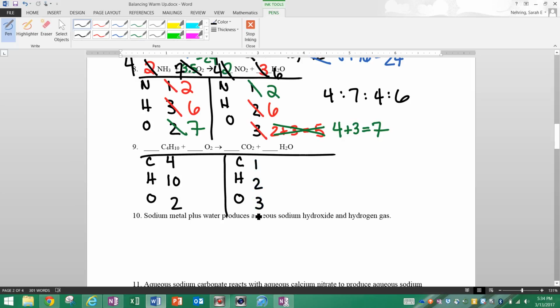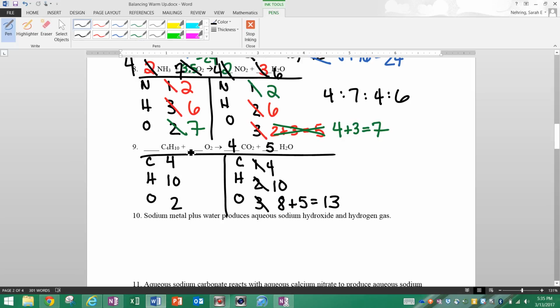Alright, so I've got my initial count here. So I'm going to balance the carbons first. So I'm going to put a 4 here, 4 carbons. Then I balance my hydrogens. So I'm going to put a 5 here. That gives me 5 times 2, 10 hydrogens. And now I'm going to stop and count my oxygens. So 4 times 2, there are 8 from the CO2, and then 5 from the water. So I've got 13 oxygens.